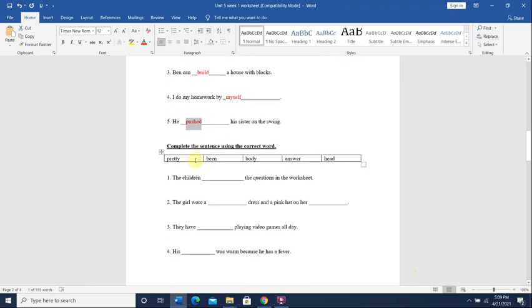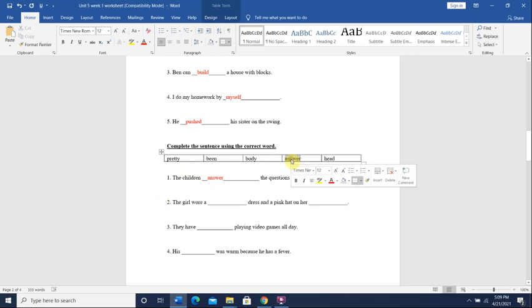Next, the other 5 words are pretty, bin, body, answer, and head. Pretty, bin, body, answer, and head. The children blank the questions in the worksheet. The children answer questions. When you have questions, you have to answer it.